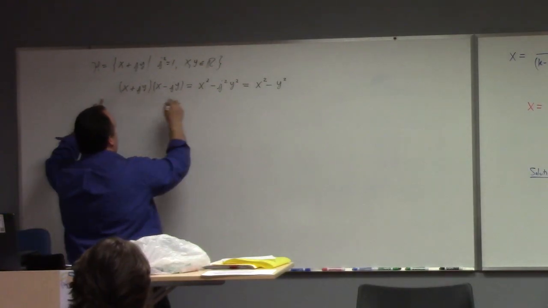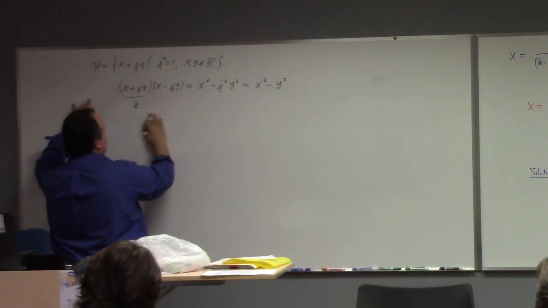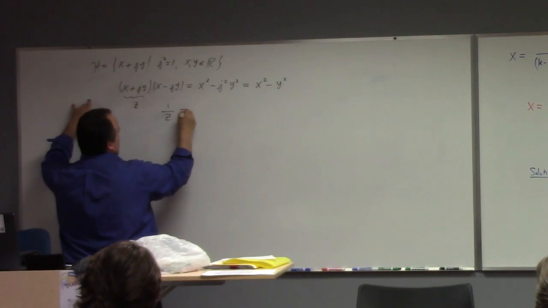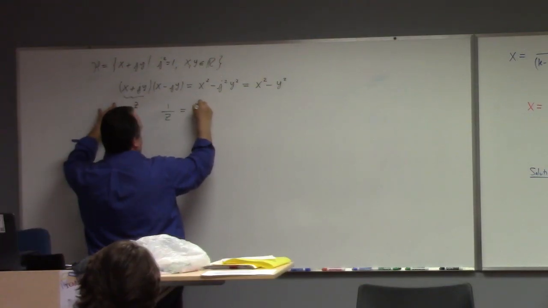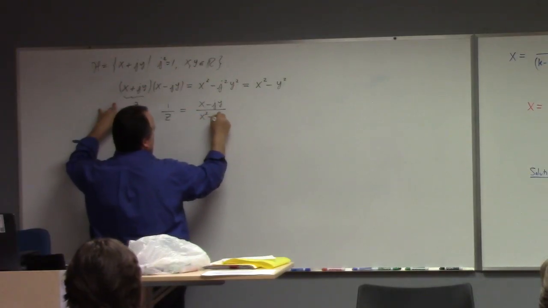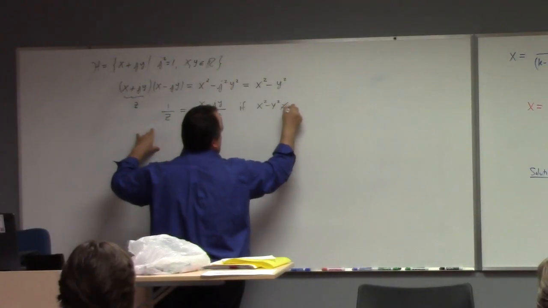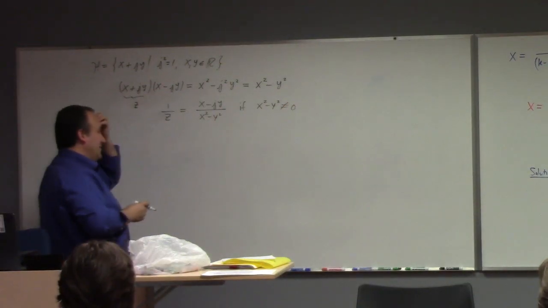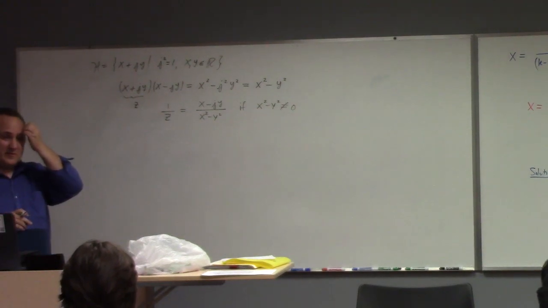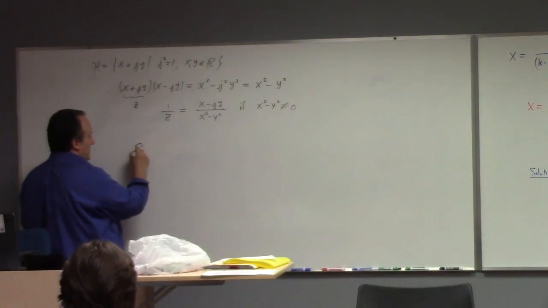So if you take this equation and think of this thing as z, then this gives you the formula for 1 over z. It's equal to x minus jy divided by x squared minus y squared, if x squared minus y squared is not equal to 0. So this is how the multiplicative inverse works for hyperbolic numbers, which is already weird because you don't have a multiplicative inverse for everything on the line y equals plus or minus x.